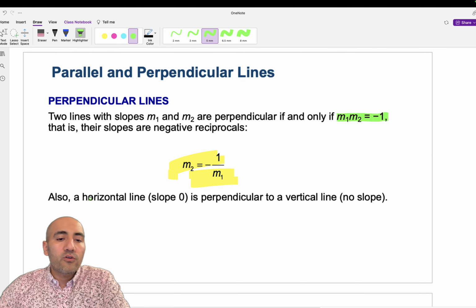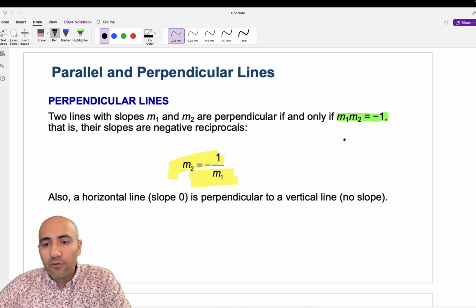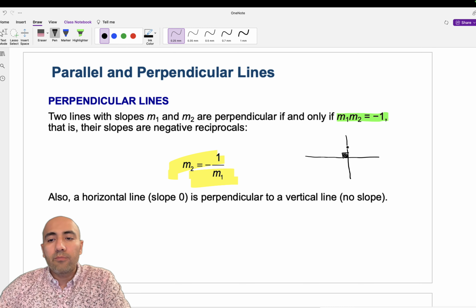Note that a horizontal line, which has slope equal to 0, is perpendicular to a vertical line, which has no slope, right? That's sort of the obvious case. If we have a vertical line like this and a horizontal line like this, then they're going to cross and make a 90-degree angle. They're perpendicular to each other. So just keep that in mind, that this doesn't really fit this description. This is for any other two lines that don't include a vertical.